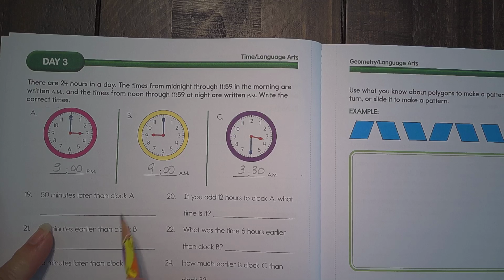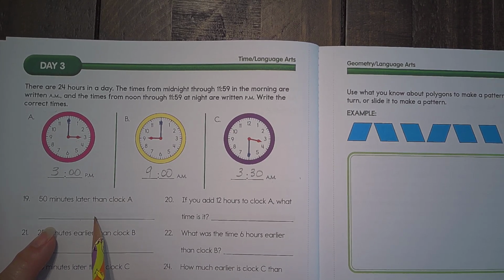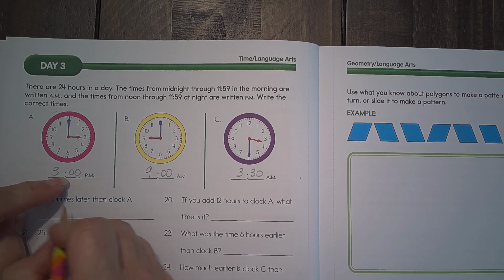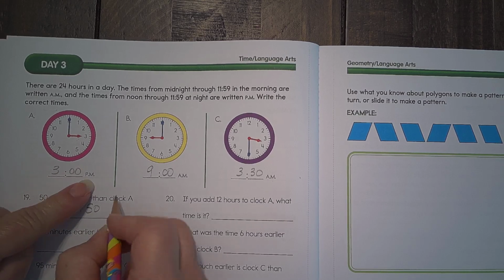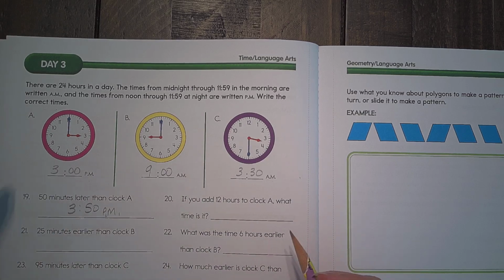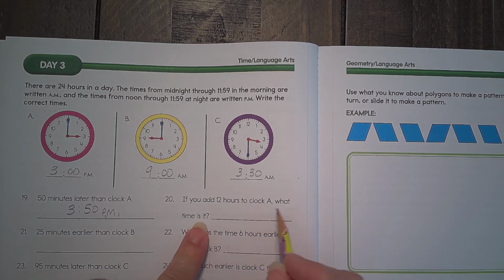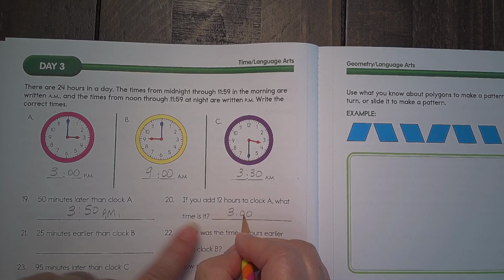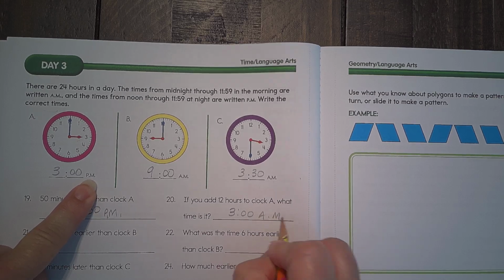So then our problems are going to be: write the time that is 50 minutes later than clock A. So we know that A is 3 o'clock PM. So we're going to make it 3:50. And we're going to use the same time because we're just adding 50 minutes. 20. If you add 12 hours to clock A, what time is it? So it's going to be the same time, right? Because it's 12 hours later. It's just going to switch PM to AM.